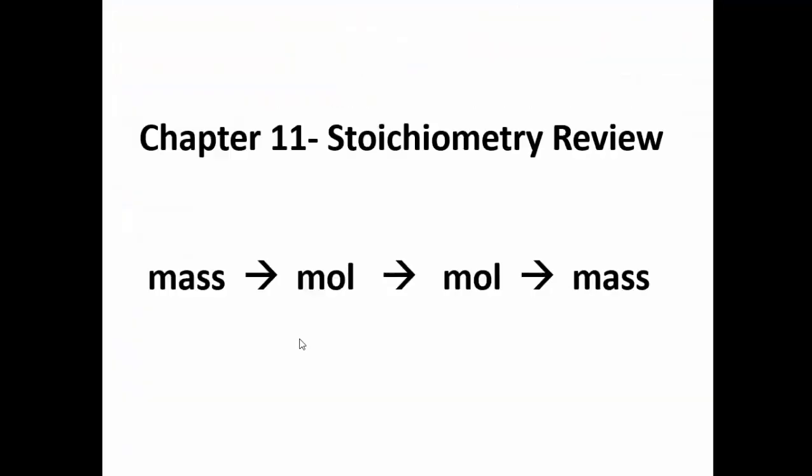Well, greetings, chemistry classes. Today we're going to be looking at our Chapter 11 review on stoichiometry. The key for our chapter review on stoichiometry is just this idea of the concept of mass, converting to moles, converting to moles, converting back to mass, where we're going to use our periodic table to convert from mass to moles. From here, we can use our balanced chemical equation.